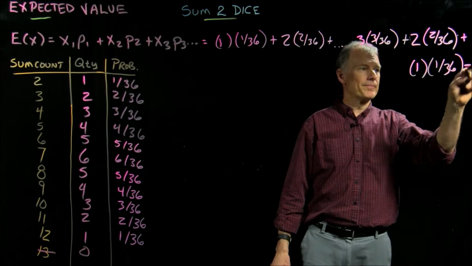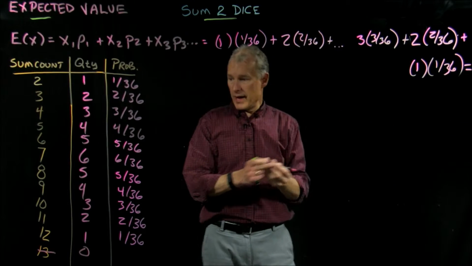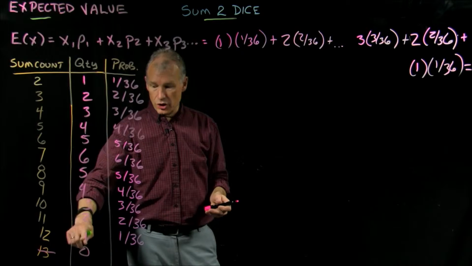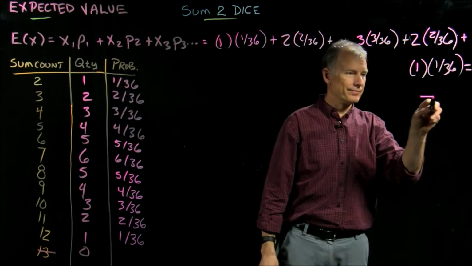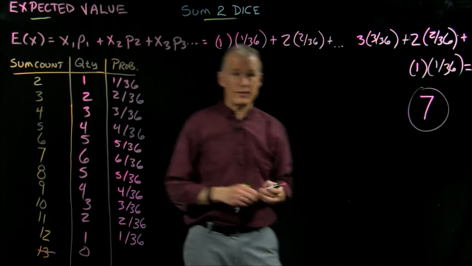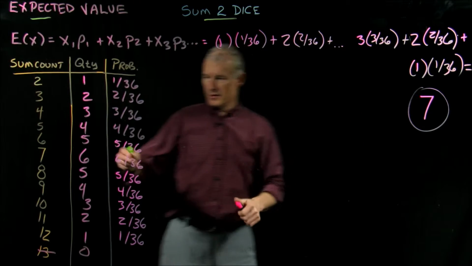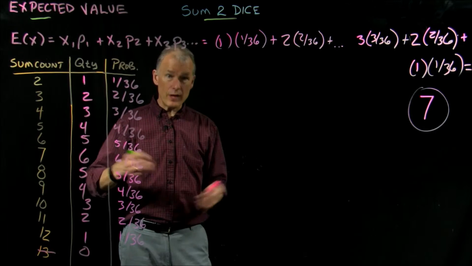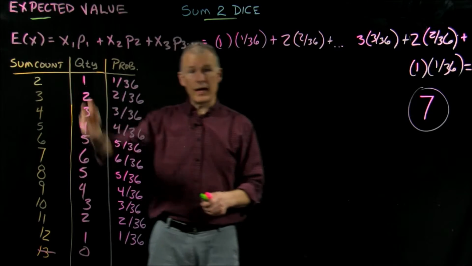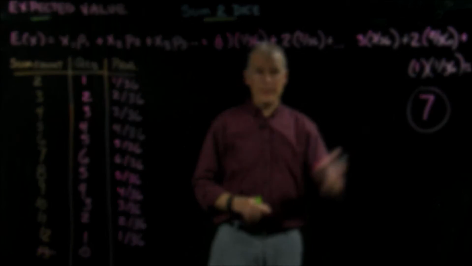There we go. So now we have all of these terms. We need to add them up. And it gives us 7, just like we expected. Our expected value is that we would get a sum of 7 when we shake 2 dice. Obviously, you can get a lot of other options, but this is what we expect.